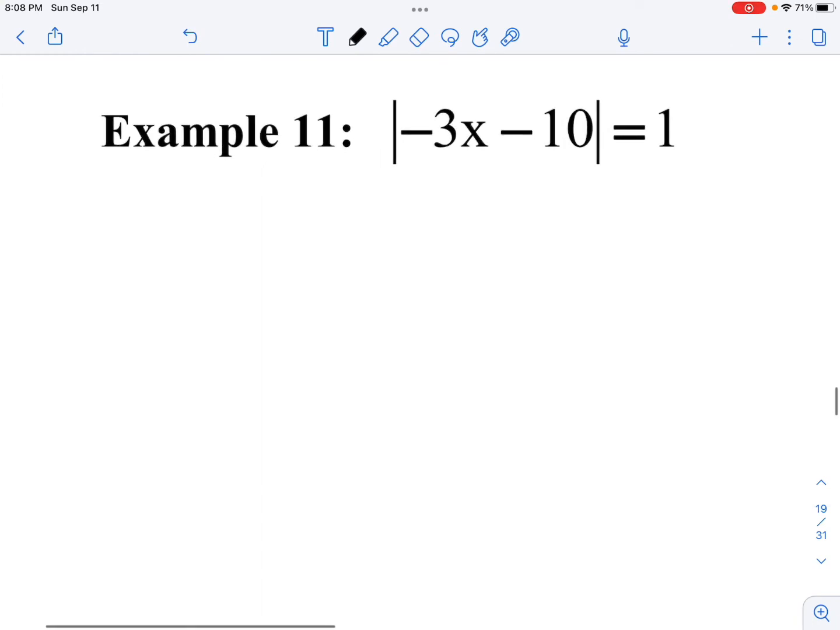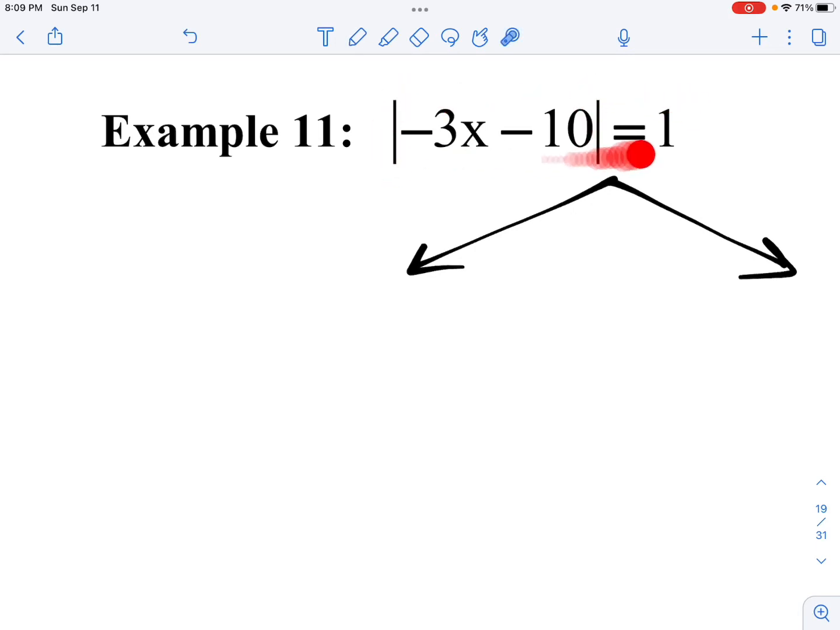So for number 11, I see an absolute value, and I see a positive number, so that means it works. What that means is I'm going to write two different equations. I'm going to drop these bars and copy the equation exactly the way that I see it without the bars. So -3x minus 10 equals 1. That's equation number 1. The first thing I do is I recopy exactly this, drop the bars.